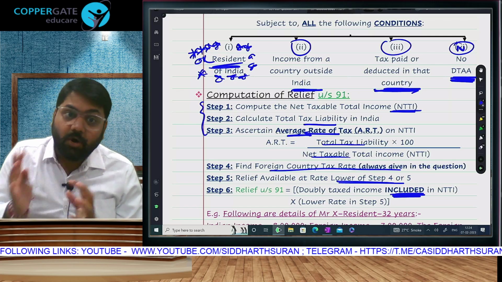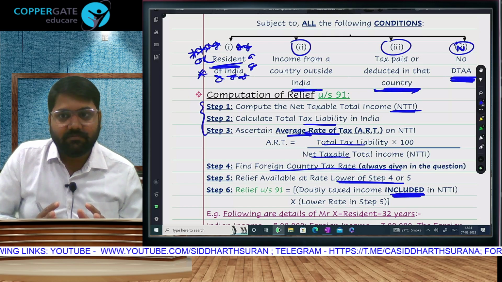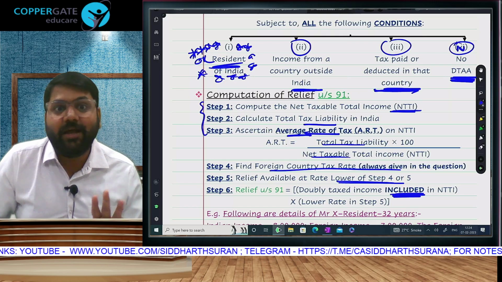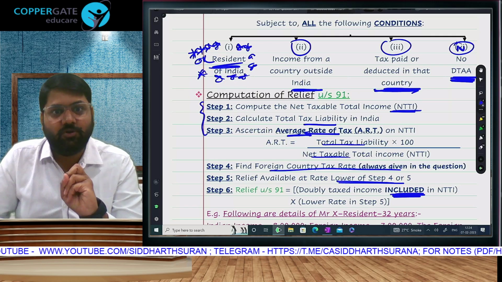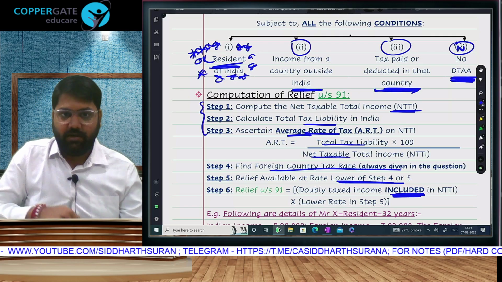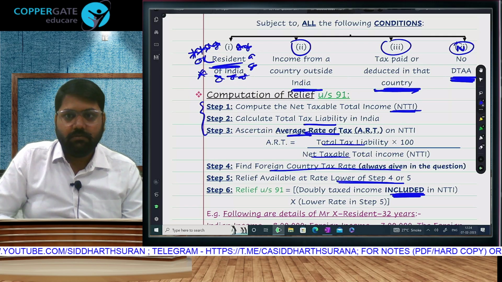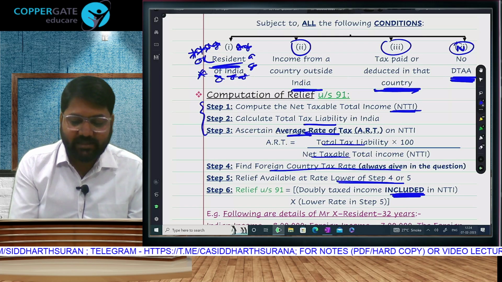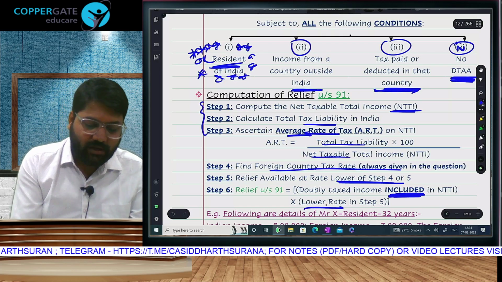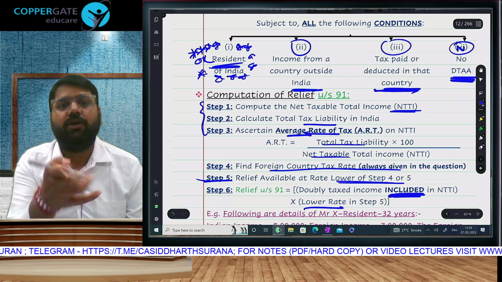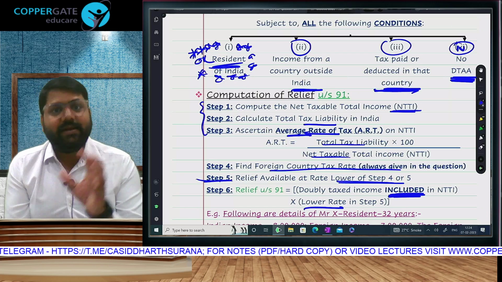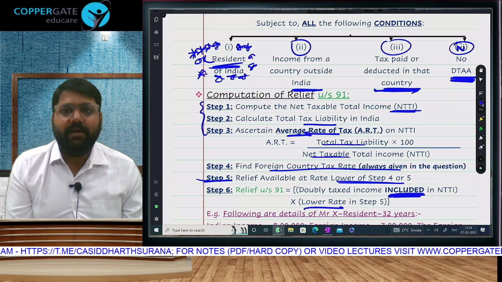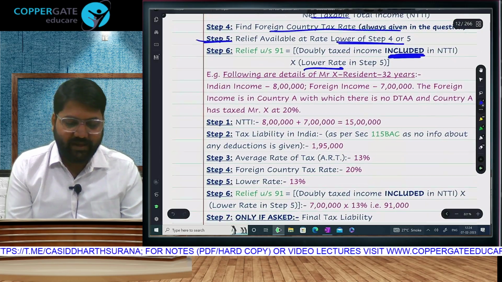What is that amount on which both countries have taken tax? Foreign may have agreed on 5 lakh, but in India you have not paid tax on 5 lakh. You paid tax only on 2 lakh. So the doubly taxed income is only 2 lakh rupees. So that income will be eligible for relief. Doubly taxed income included in NTTI into the lower rate, which Indian or foreign, whichever is lower.